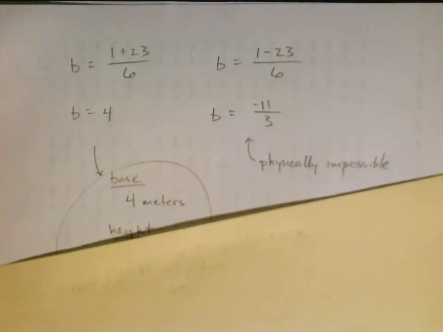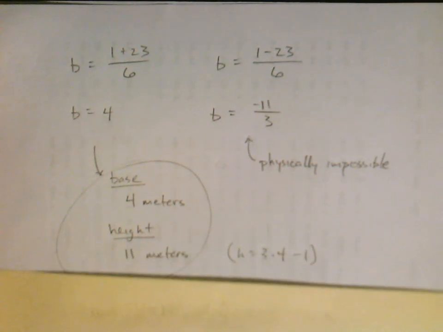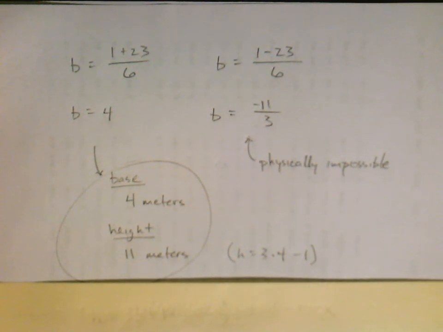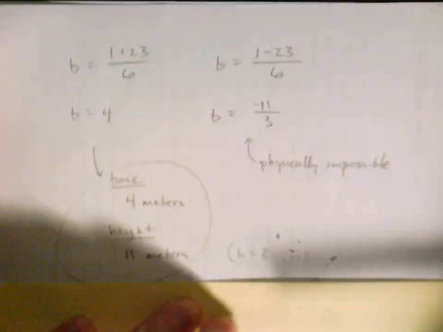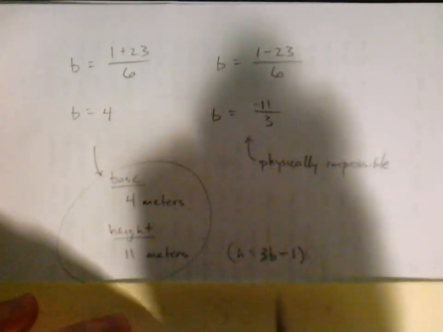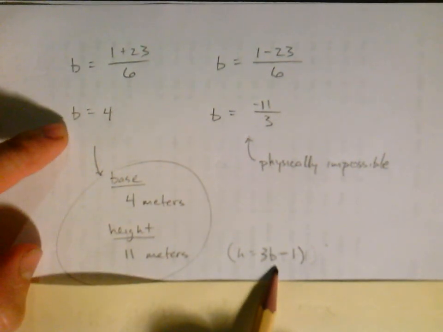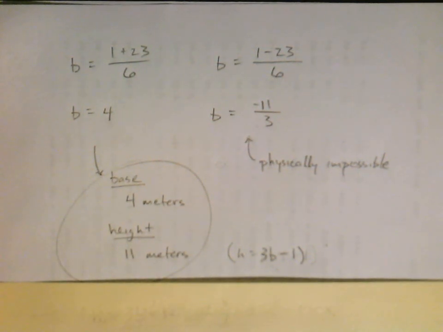The base is 4. Now, they also asked for the height. Find the base and height of the sail. Well, if we know the base is 4, how are we going to get the height of the sail? Well, we'll go back to our formula that we had from the beginning. Maybe it'd be more helpful to write that. We said that h equals 3b minus 1. Well, if we're saying that the base is 4, if we plug 4 in, 3 times 4 minus 1, that'll tell us the height. So our base is 4 meters, our height is 11 meters.